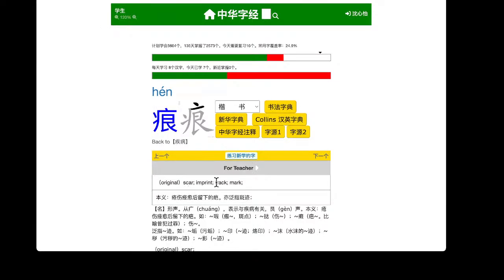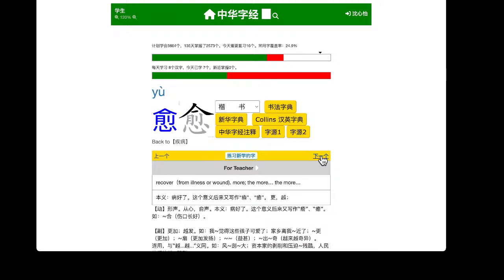Wait, we gotta look at this. This on the inside is gen, which I guess is like stopping to look at something, and it has the meaning of stopping, remaining. Is the scar or the imprint is what's left over. That sort of thing. Something like that.